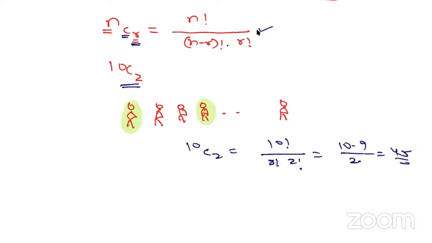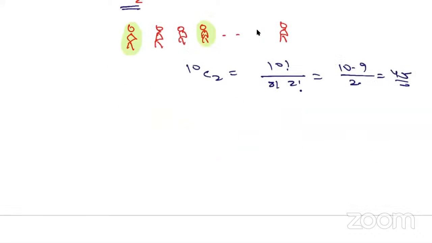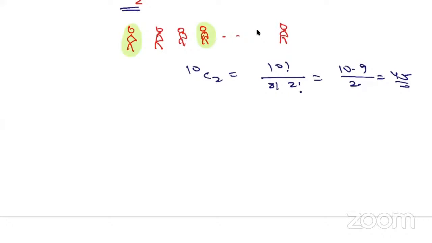Right now. So why is it coming as 45? Why is it not coming as 90? When you are selecting the person like 1, 2, 3, like this is given formation of 10 people, right?